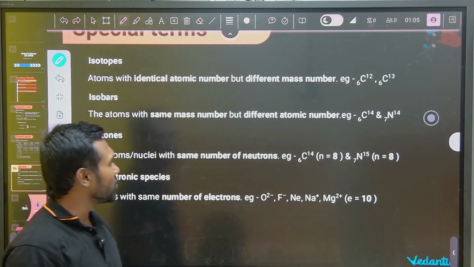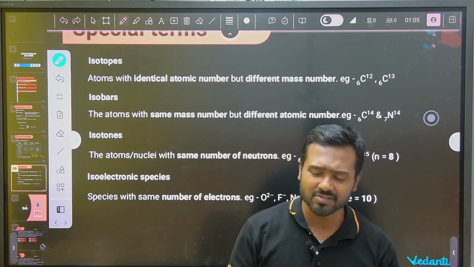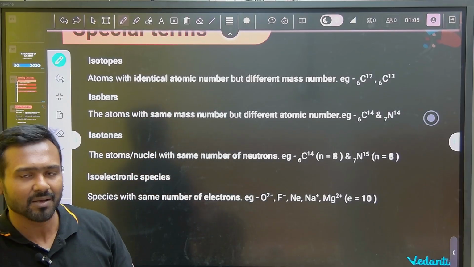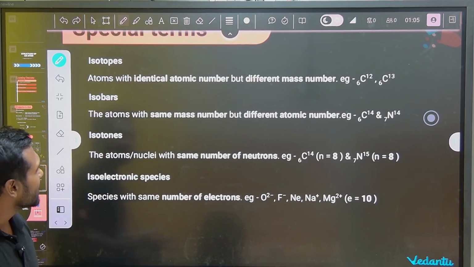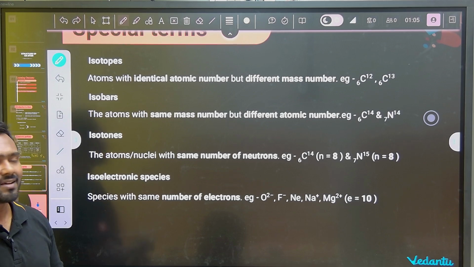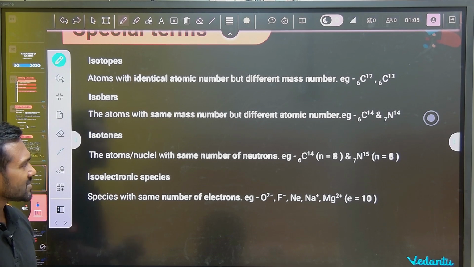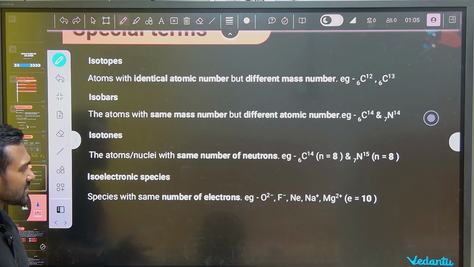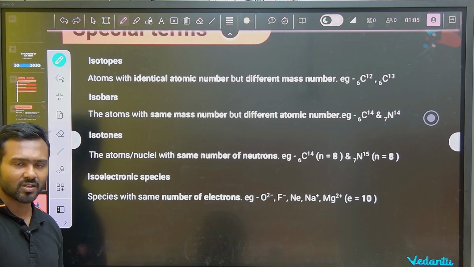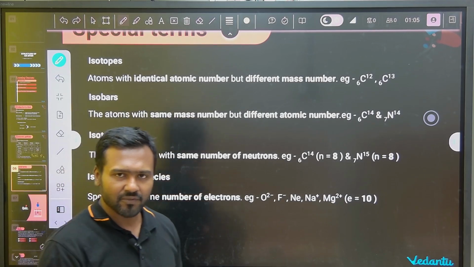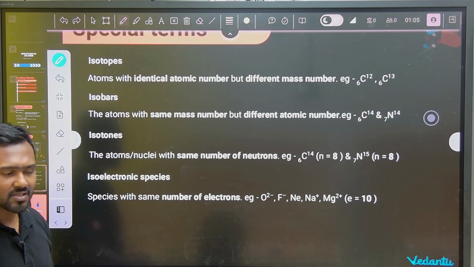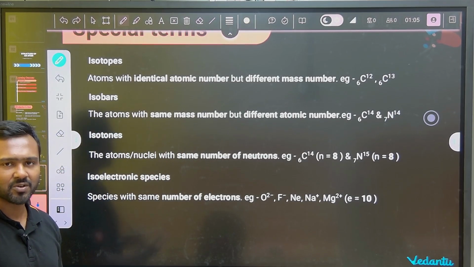Next one, isotopes. You already know these things. Isotopes means having the same atomic number, isobars means having the same mass number, isotones means having the same number of neutrons, and isoelectronic species means having the same number of electrons. Here the question is a little bit different. Let's take isotones. Isotones are having the same number of neutrons.